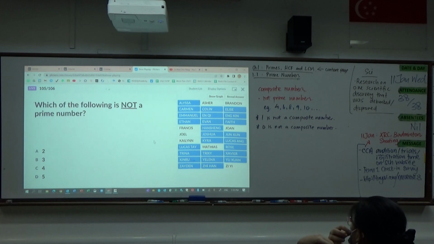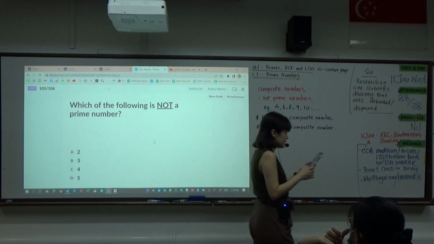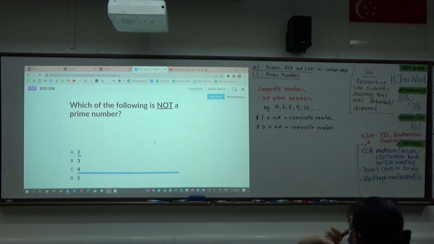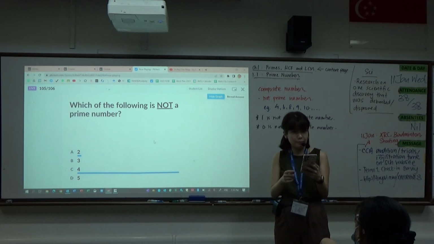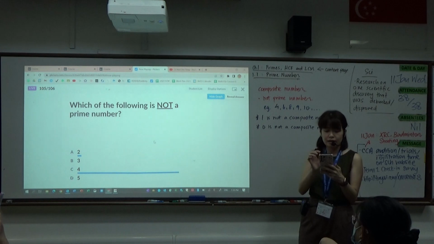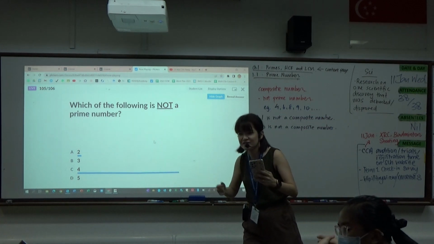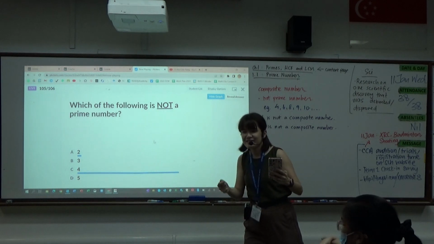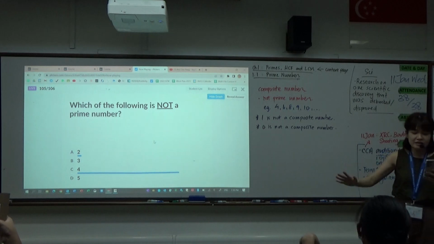Okay. Let's see. One person didn't get it right. Most of you gave me C. So 4 is certainly not a prime number. 2 is a prime number. Lucas, you didn't answer, or did you write it wrongly? Written wrongly, okay. So never mind. Nothing wrong, we are all here to learn.